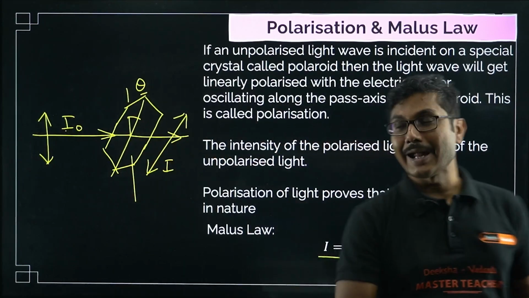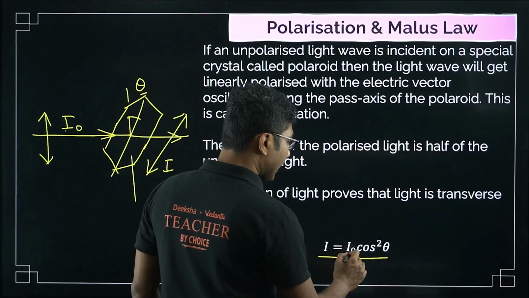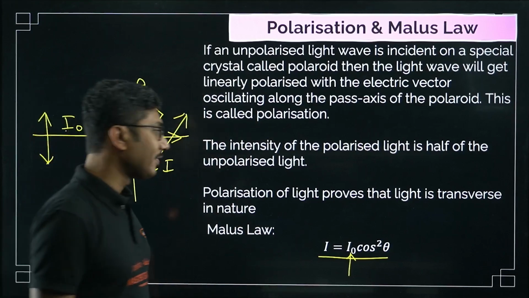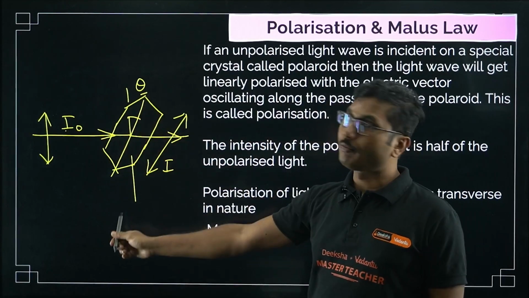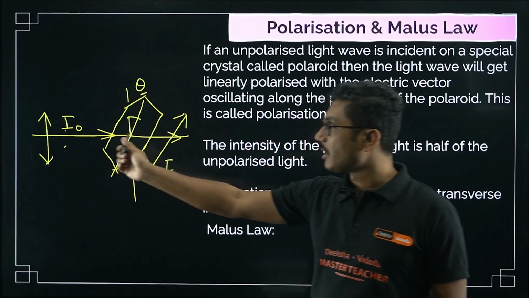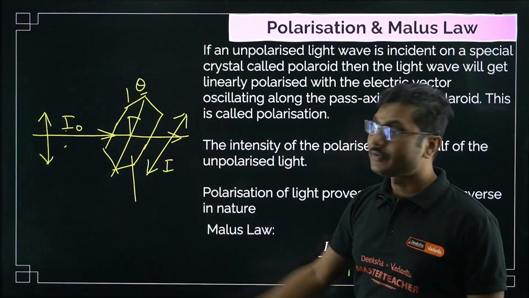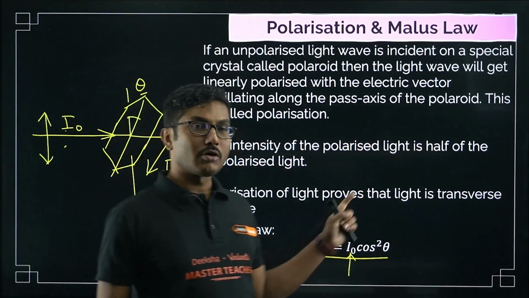Now remember that in Malus law, this I naught is the intensity of the polarized light, not the unpolarized light. Be very careful. It is only for a single Polaroid. Polarized light is coming to the Polaroid, then the intensity of the light after polarization is given by I equals I naught cos square theta.